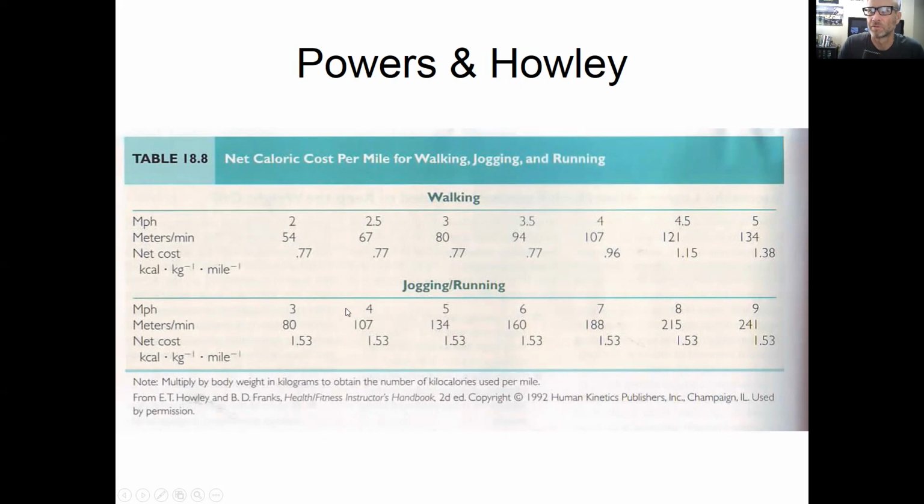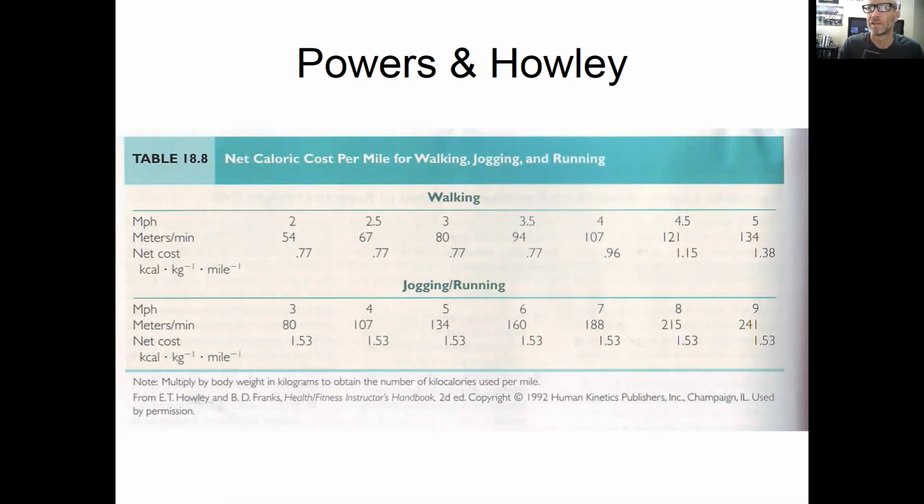Let's look at running: 3, 4, 5, 6, 7, 8, 9 miles per hour, meters per minute, just a different set of units. That cost 1.53, 1.53, 1.53. The same calories used to cover a mile. So it doesn't matter. Again, this is from a textbook. It doesn't matter if I'm running at 3 miles per hour or 9 miles per hour, I'm going to use the same total calories to cover that mile. The rate of calories used is different. Rate of calories used is analogous to a rate of oxygen consumption, and total calories to a total amount of oxygen consumed.